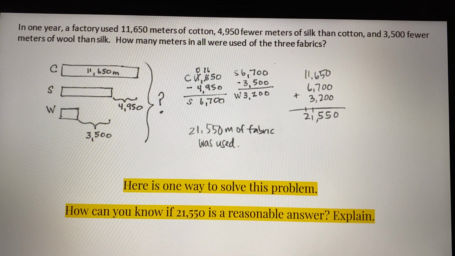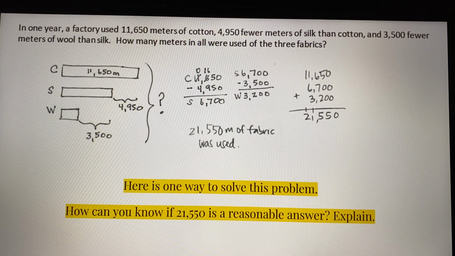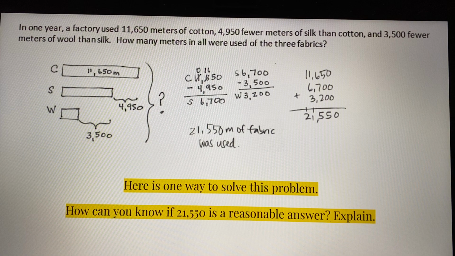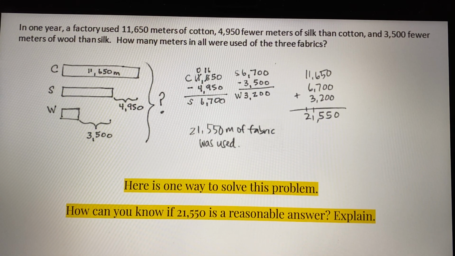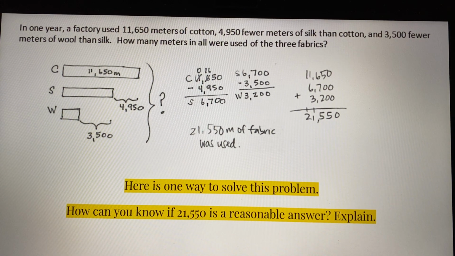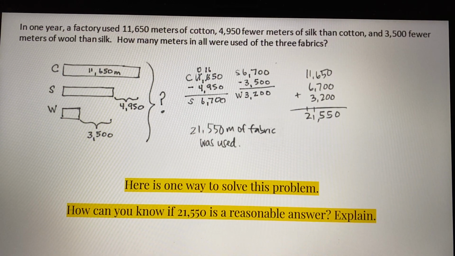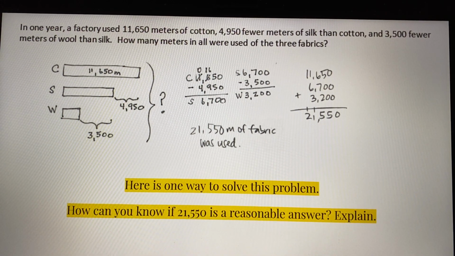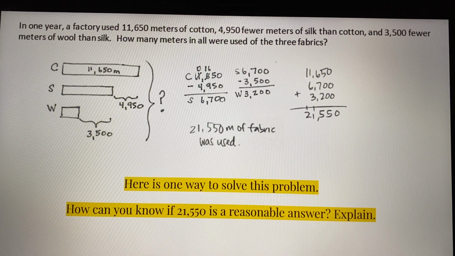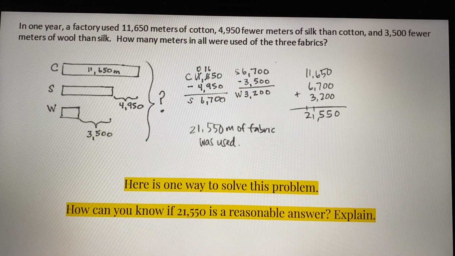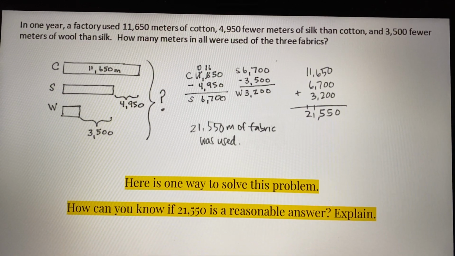We added the wool, 3,200. We added the silk, 6,700, and we added the cotton, 11,650. We added all three together, we got 21,550. So 21,550 meters of fabric was used by the factory.